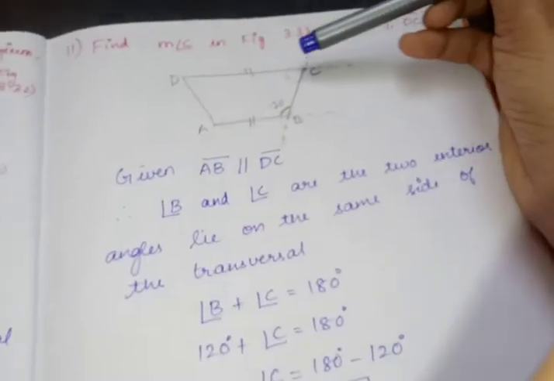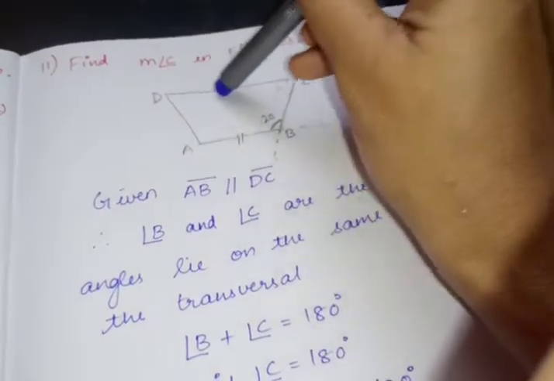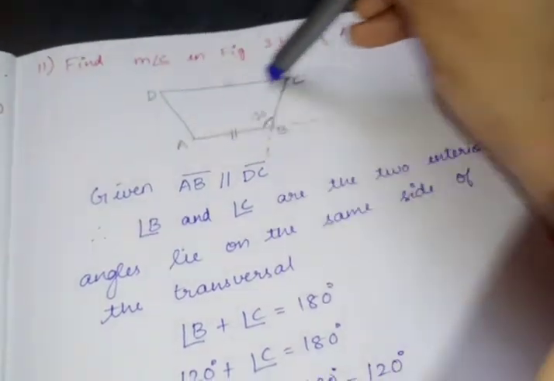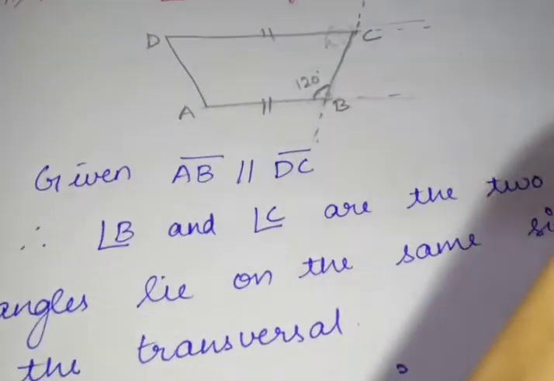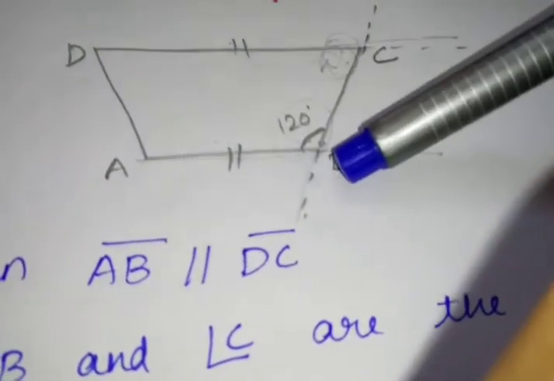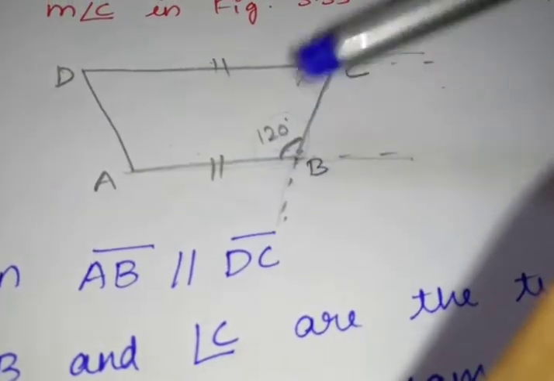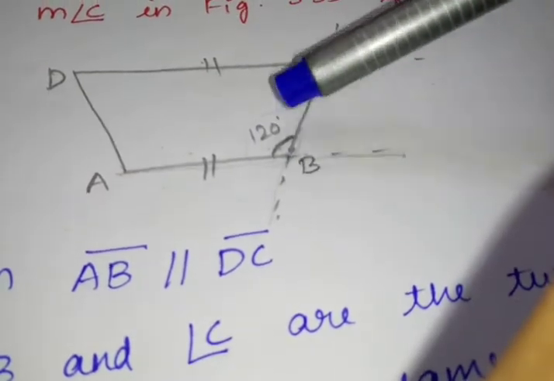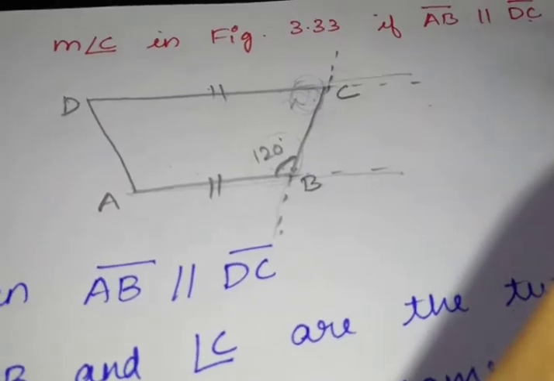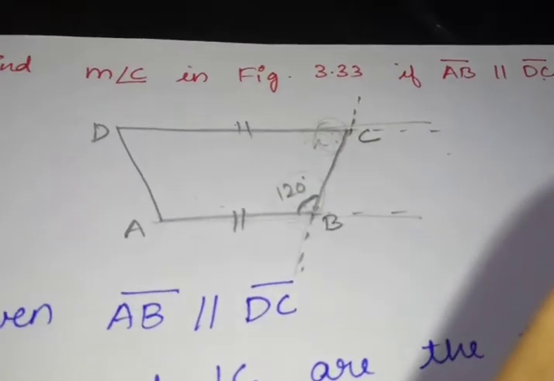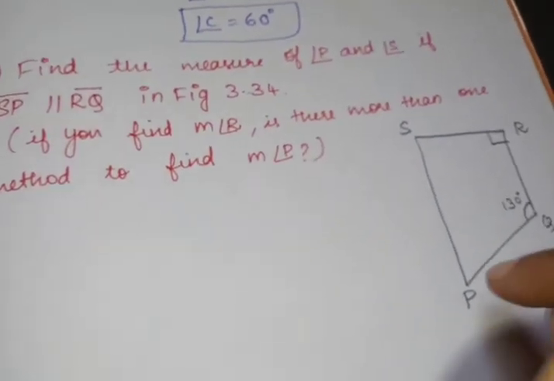Listen children, in the last question they gave both angles, and by using both angles we found that these two lines are parallel. This time they have said that these two are parallel, and we have to find this angle. It is easy, because these two angles lie on the same side of the transversal, so if you add them we get 180 degree, and we can find the value of angle C. Understood?